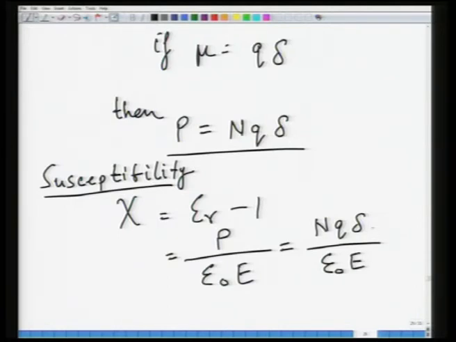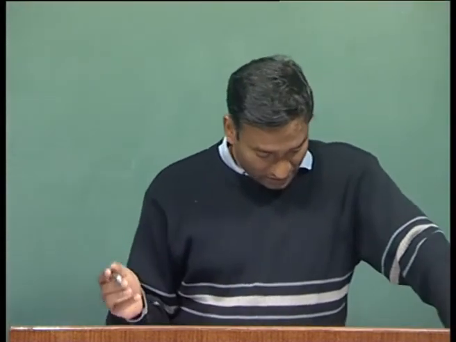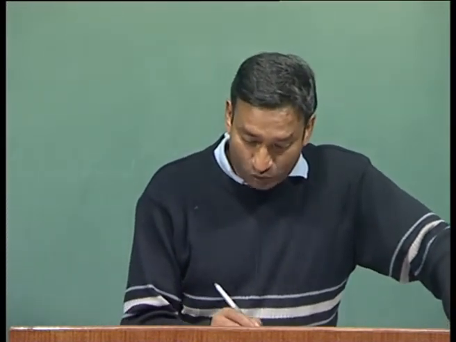Here you can see if delta is larger, then chi is larger. So, if delta increases, chi also increases, which means as the separation between charges becomes bigger, the material becomes more and more polarizable, and as a result it will have a higher dielectric constant because chi is epsilon r minus 1. Further, we now define another quantity, which is called polarizability.